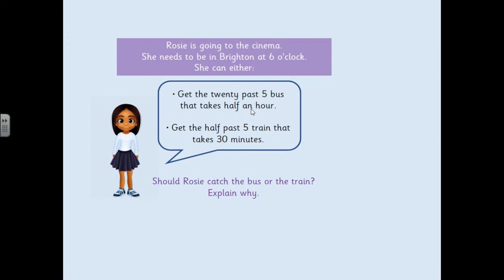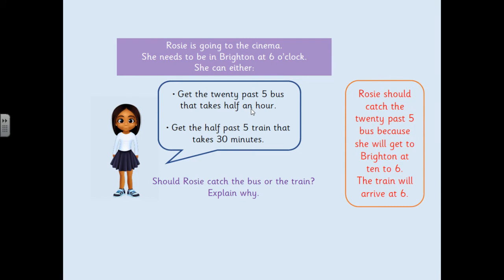Right, let's have a look. So Rosie should catch the 5:20 bus because she will get to Brighton at 10 to 6. Whereas the train will arrive at 6 o'clock, and she needs to be in Brighton at 6, so if the train arrives at 6 o'clock, then she'll be late to go to the cinema. So the best way to get there is to take the bus.